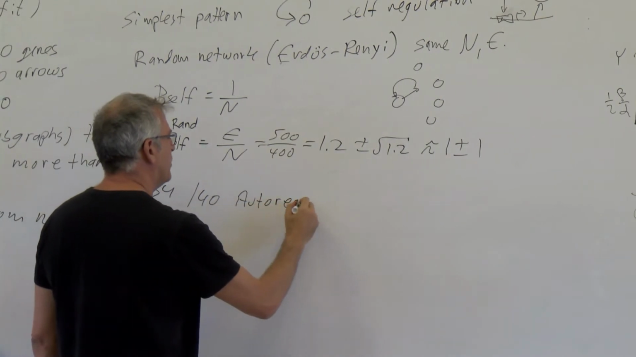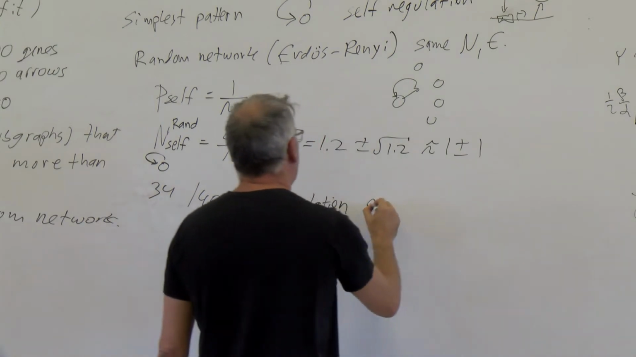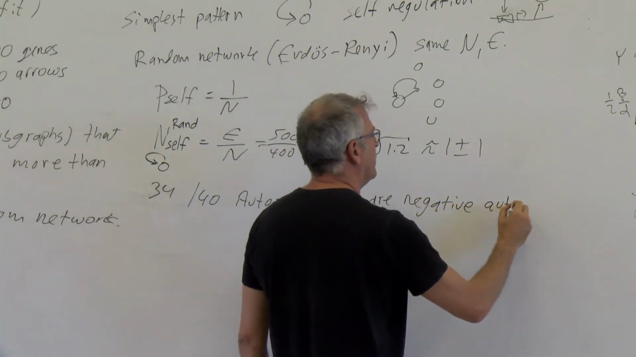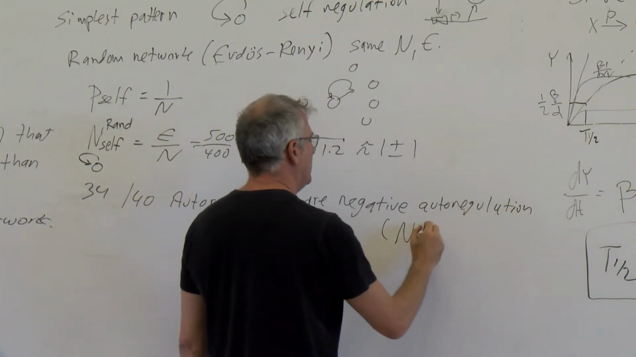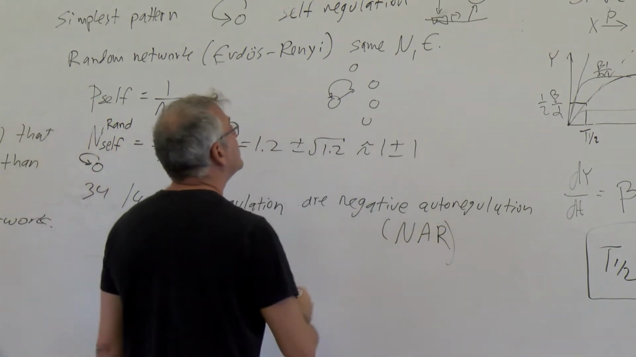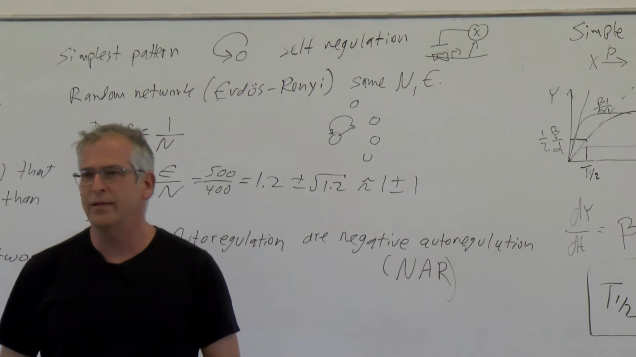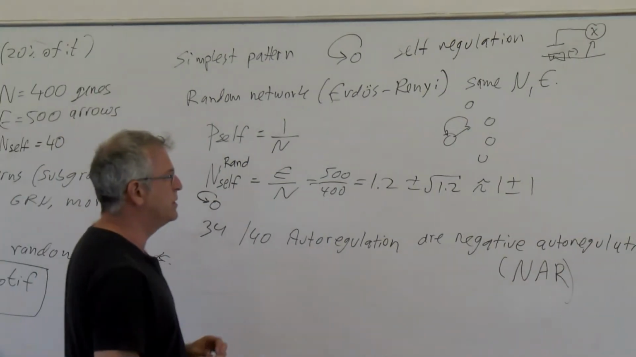autoregulations, we're going to call them autoregulation, right? Why autoregulation? Because the gene is regulating itself. 34 are negative autoregulation, which we'll call from now on NAR, negative autoregulation. So I'm going to say that they're like this. X binds its own promoter and reduces its own rate of production. Make sense? Yeah. So guys, what does negative autoregulation do?